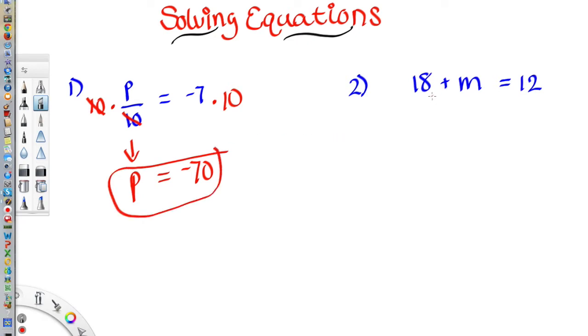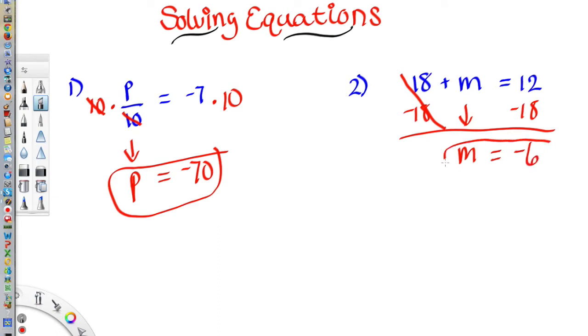Over here, I have 18 plus m is equal to 12. I want to get m all by itself. The only thing that's interfering is this 18. 18 is being added to it. What's the inverse of adding 18? Subtracting 18. And what I do to one side, I need to do to the other. When I do this, that gets rid of the 18s. I have the m isolated all by itself. And then a positive 12 and a -18, when I combine these two, I'm left with -6. So m is equal to -6.